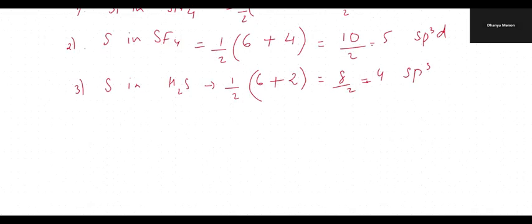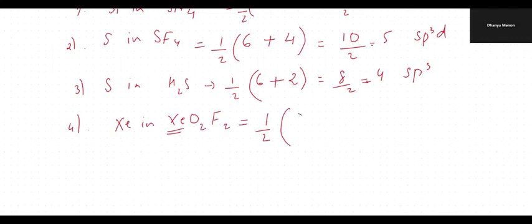Fourth one, xenon in xenon oxyfluoride. Suppose I need to find the hybridization. The formula is half of the number of valence electrons. Xenon is from the noble gas family, so the valence electrons will be 8. There's no positive charge, no negative charge, but there's a monovalent atom, fluorine. How many are there? 2. So 8 plus 2, 10 by 2, which is equal to 5, sp3d, because there are 5 hybrid orbitals.